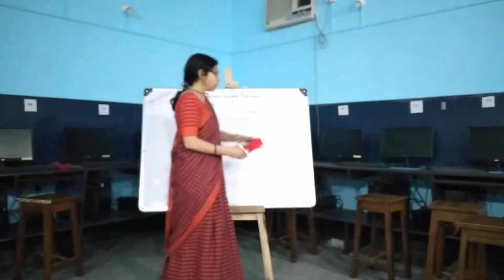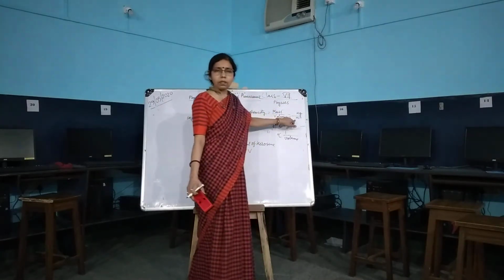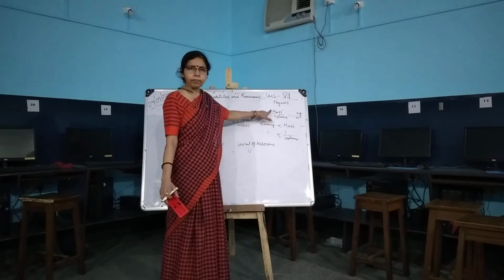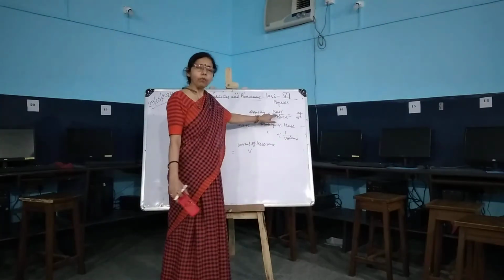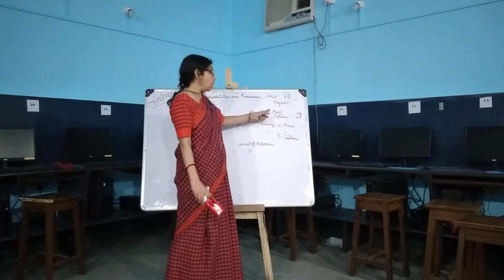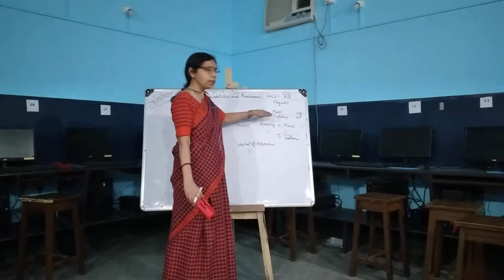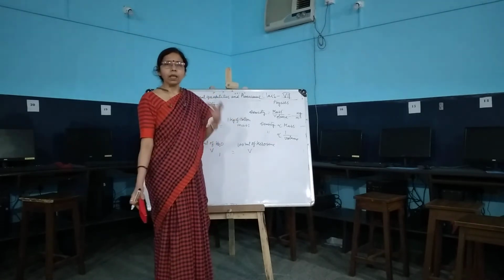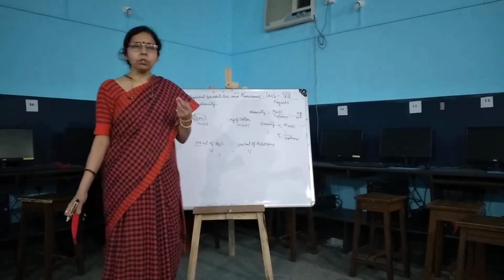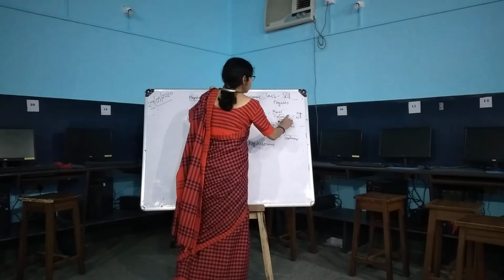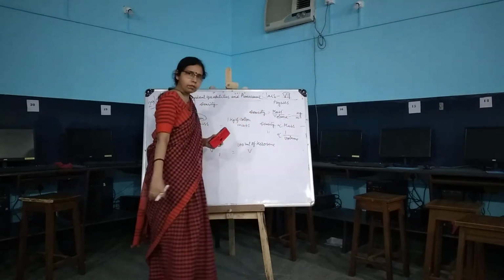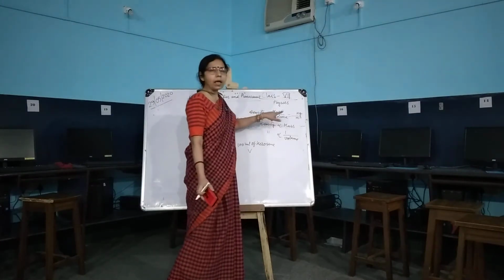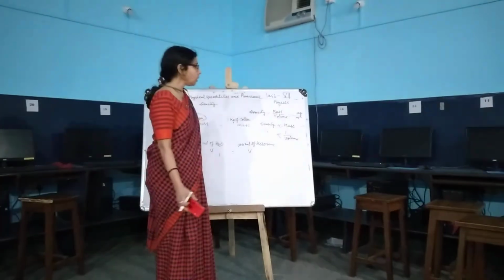This type of unit is known as a derived unit. Why is it called a derived unit? Because mass is a fundamental unit, but volume is a derived unit. We get the unit of density with the help of a number of fundamental units. When the unit of any physical quantity is based on fundamental units, that is known as a derived unit. So in the SI system, the density of an object is mass by volume, and its unit is kg per meter cube.